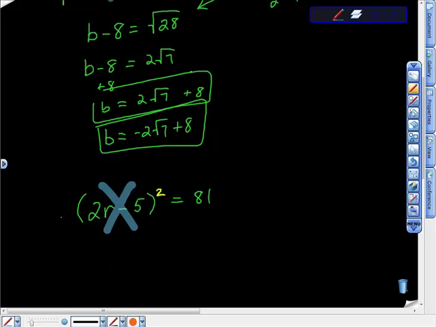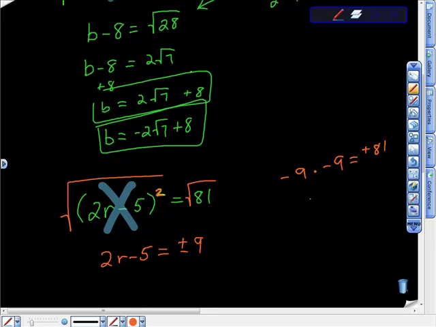how would we undo the square of a number? And to undo that, we would take the square root of that, wouldn't we? So to undo this, we take the square root of that thing. And the square root of 2r minus 5 squared is actually just 2r minus 5, which is equal to, of course, the square root of 81, which is either positive 9 or negative 9. Why is that true? Because negative 9 times negative 9 is positive 81, and also positive 9 times positive 9 is equal to positive 81. So those are our solutions.